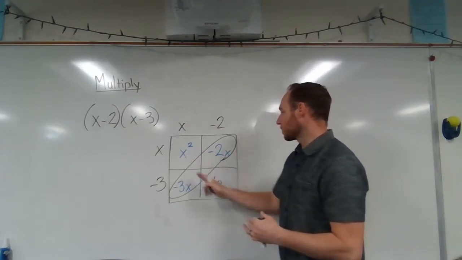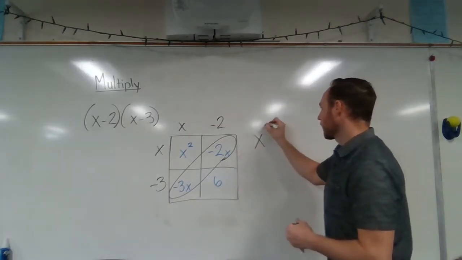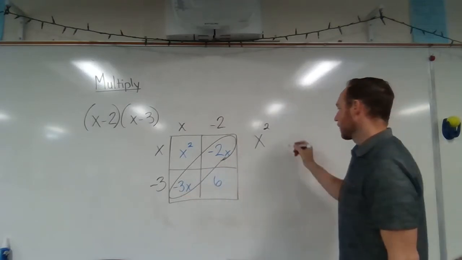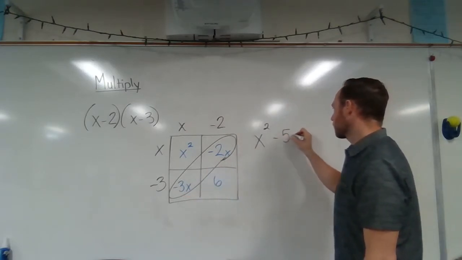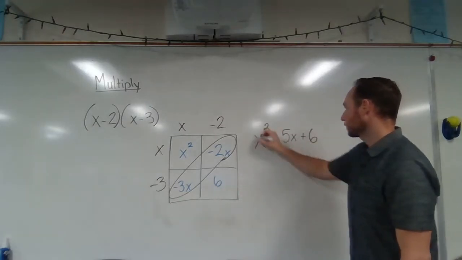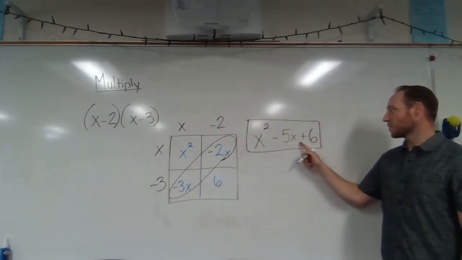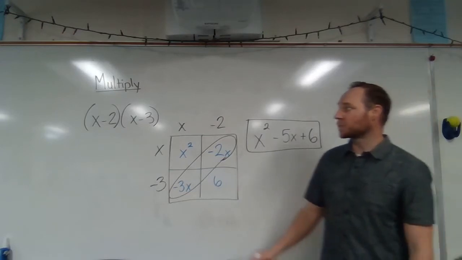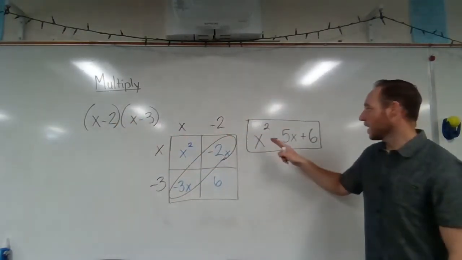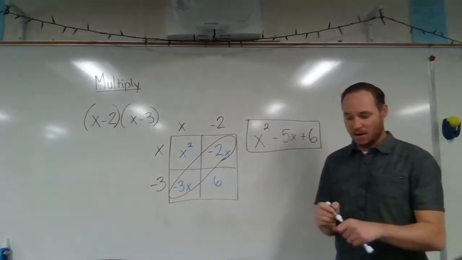What do we have left over? Well, this has no like terms and this has no like terms, so that's just going to be part of our answer. First, we have our x squared. We have a negative 2x and a negative 3x. When I add those together, I get a negative 5x, and I have a positive 6. Here is our solution, x squared minus 5x plus 6. So when I multiply x minus 2 times x minus 3, I get x squared minus 5x plus 6. And this is a diagram using the area model for it.